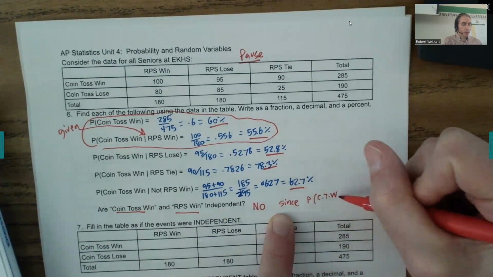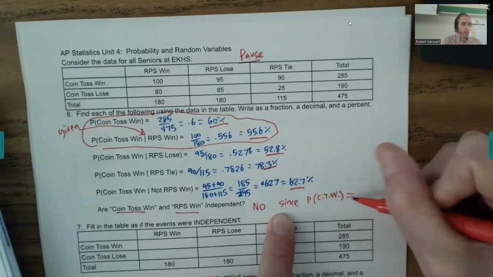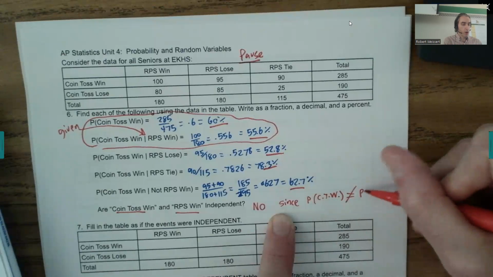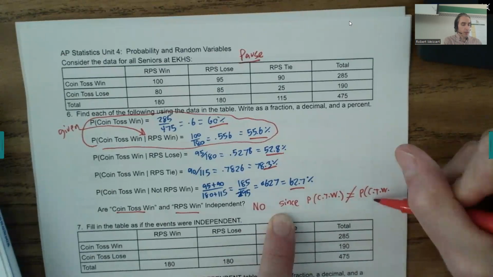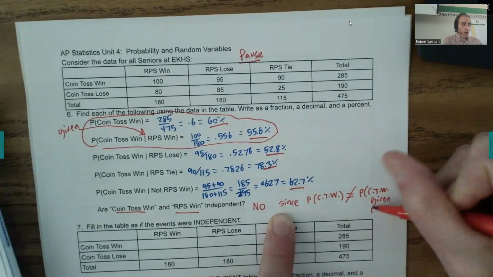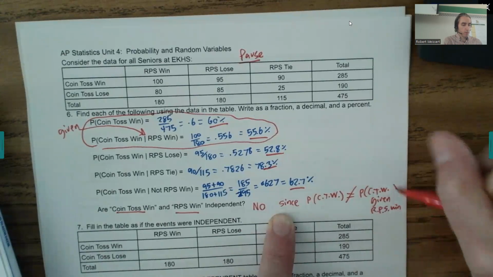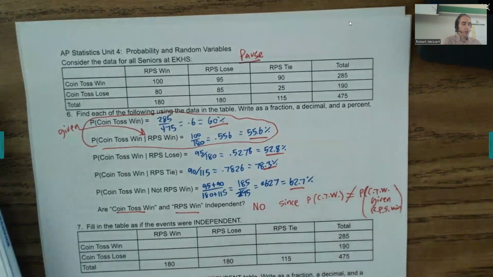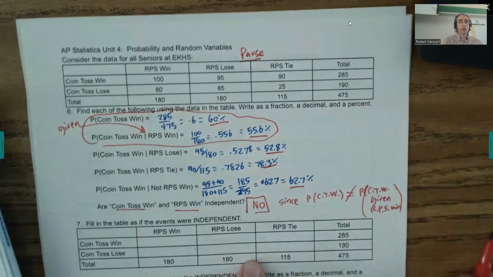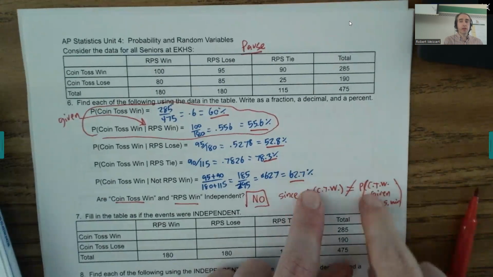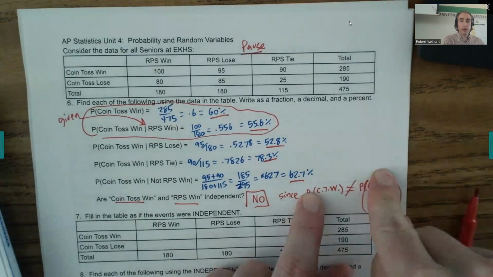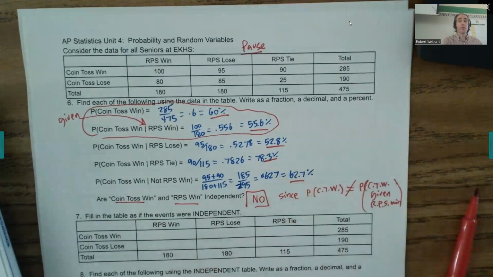So since the probability of coin toss win is not equal to the probability of coin toss win given rock, paper, scissors win, they're not going to be independent. Again, when knowing something affects the probability of the other, when it changes, they're not going to be independent.